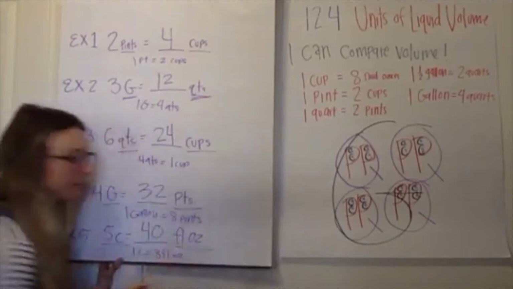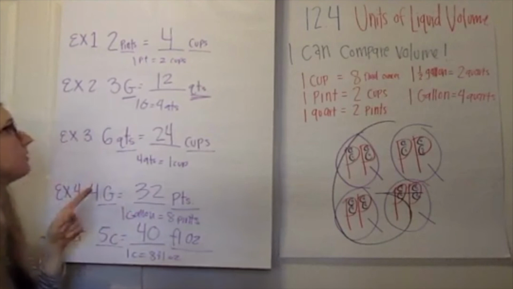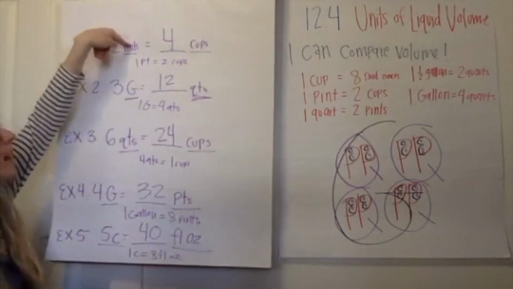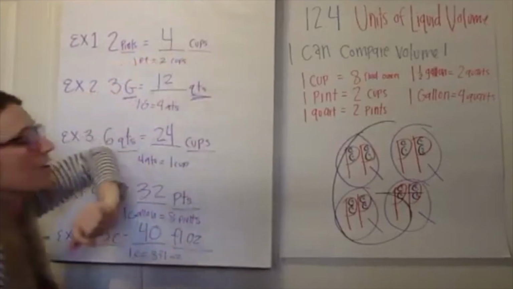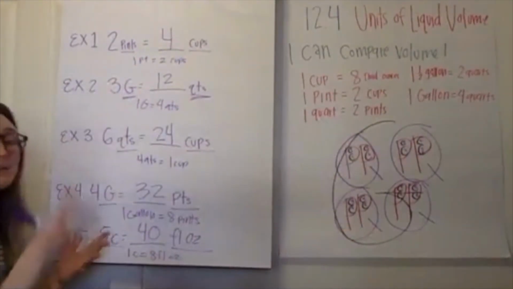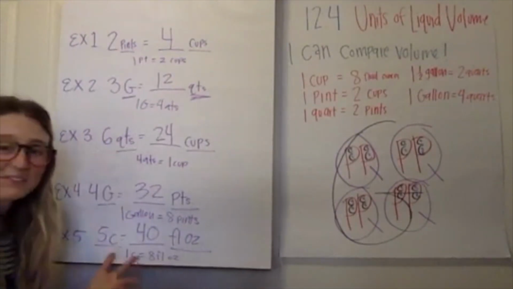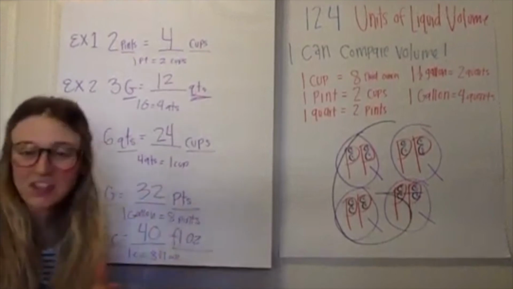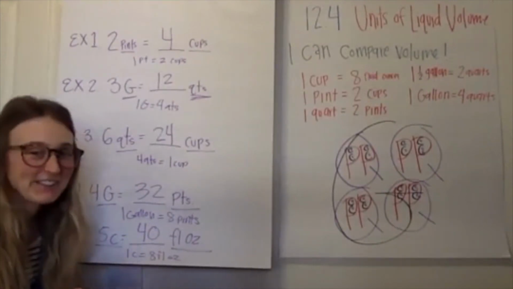So 40 fluid ounces. So step 1, you need to find the conversion for your 2 units. So pints and cups, I go over here and I find pints and cups, or I go to my kingdom. And then step 2 is just multiply. Multiply by the number that isn't the 1. Okay? So this is the same thing you're going to be doing for all of the units. I hope that made sense.